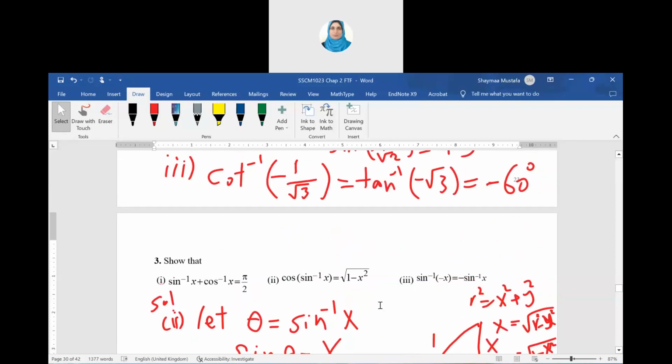Okay, now the last one. Before going for the last one, any question for the first proof and second proof? Any question?